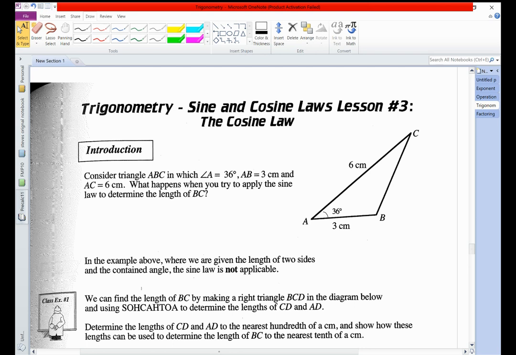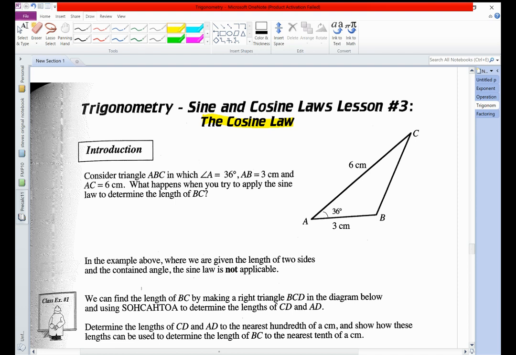So far this unit, we've done a review of right angle trigonometry, and we've learned about the sine law. Today, we're going to learn about the cosine law. And in this 1/8 model, if we're still going with this 1/8 model, this is the last lesson we're going to do in this unit.